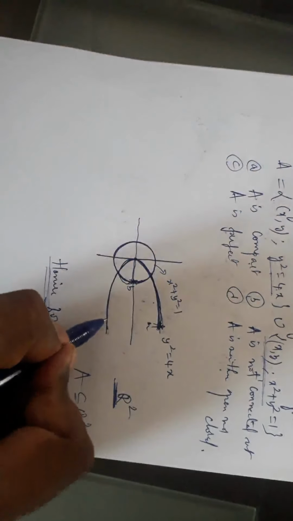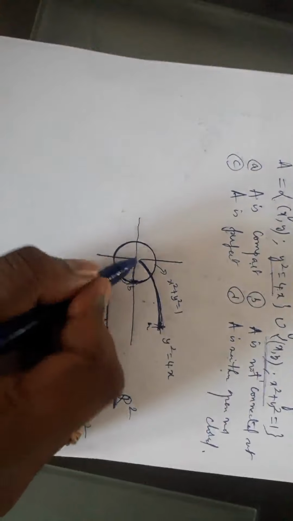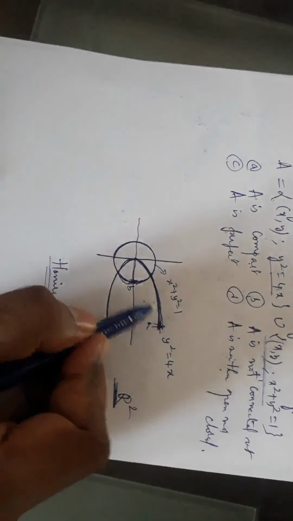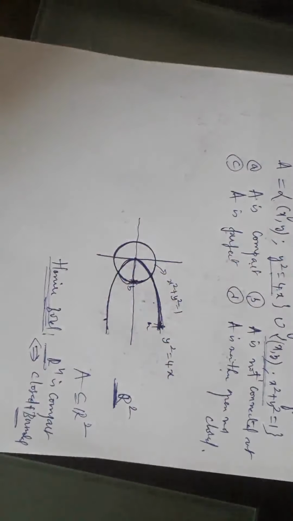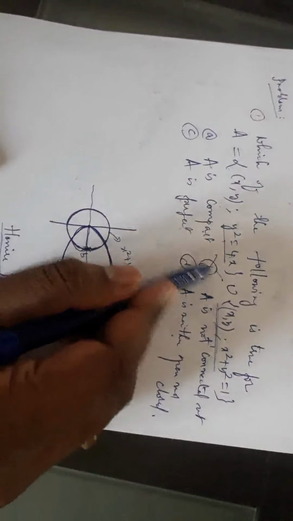So likewise, any points are connected. If you are in the same parabola, then you can meet. If you are in the circle, you can meet. If you are in the circle and the parabola, still you can meet. So that means A is connected. Option B says A is not connected, so this option is not true.